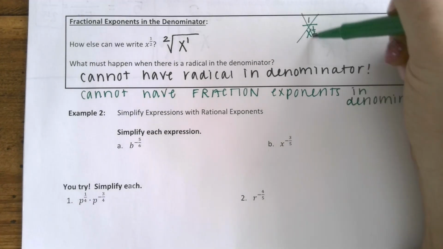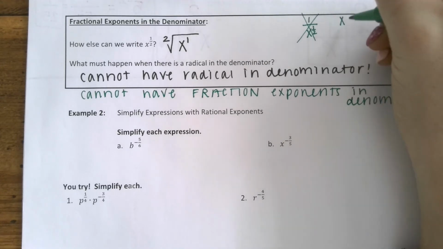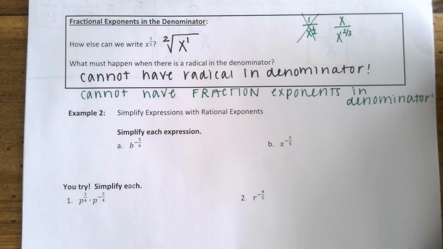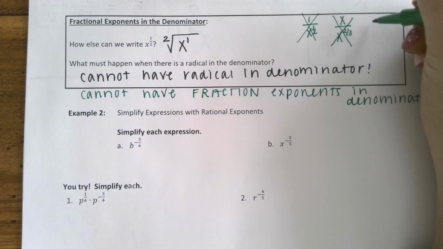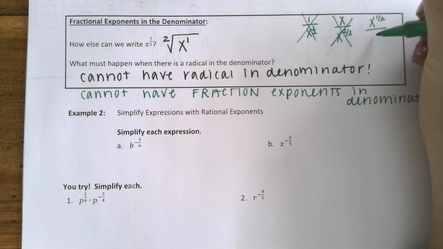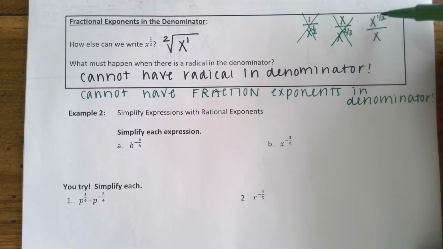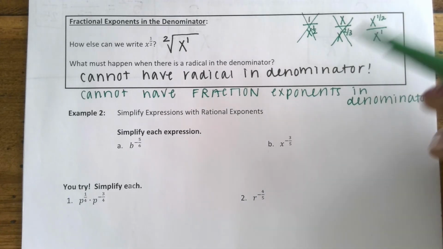If I get x on top and I have x to the 2/3 on the bottom, again, that's a no-go. That fraction exponent is in the denominator. What about if I ended up with x to the 1/2 over x? Well, that one would be okay because that fraction exponent is in the numerator, not in the denominator. This exponent down here is just a 1, so that would be okay. Okay, you just cannot have those fractional exponents in the denominator.